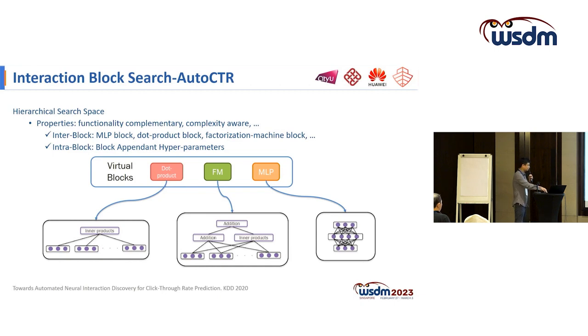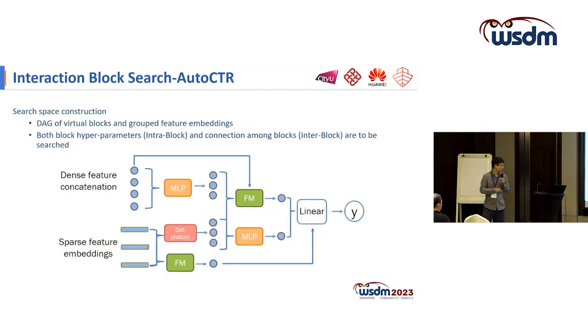Let me give you one example. So in this example, as you can see, they combine all the feature vectors into a unique vector. And in this example, all the dense features are sent into MLP, and all the sparse feature embeddings are sent into the dot product block and the FM block at the same time. And for the higher layer, the FM block takes the input from the MLP, from the dot product, and from the original dense feature. And the MLP takes the input from the dot product.